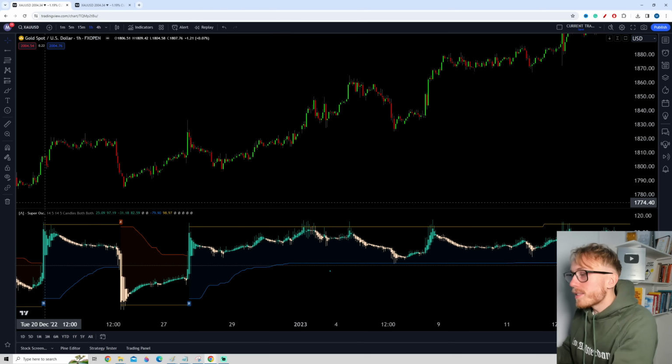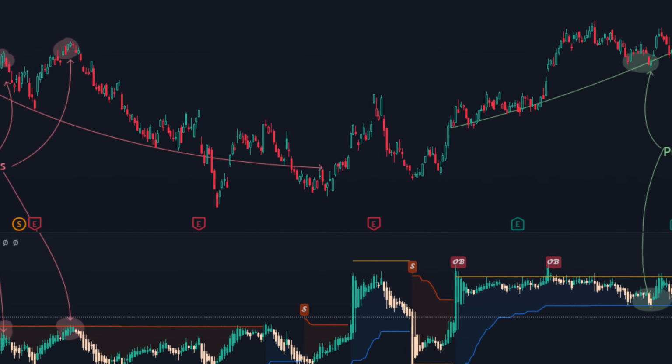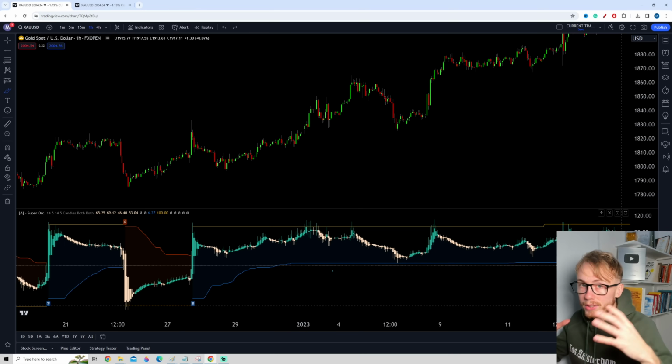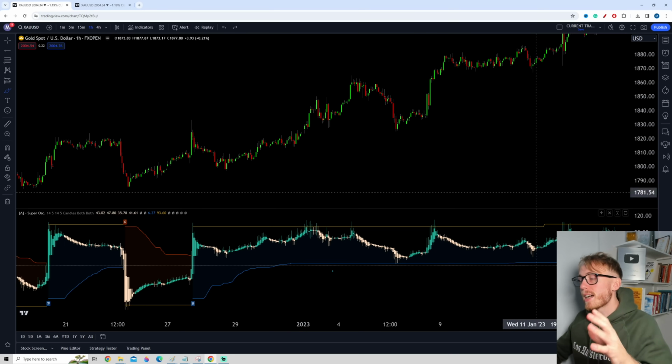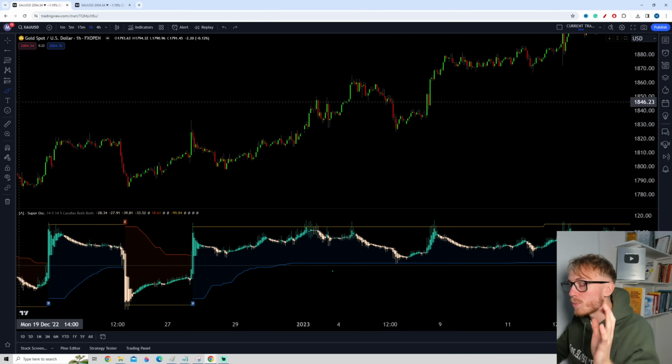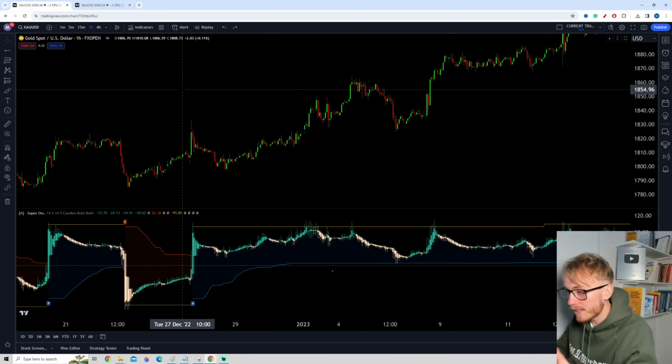One of the use cases the creator of this indicator recommends is to use the indicator to trade pullbacks. And while you can use this indicator for many other things as well, I definitely think that this one is one of the best use cases. So let's take a look at how we do this.